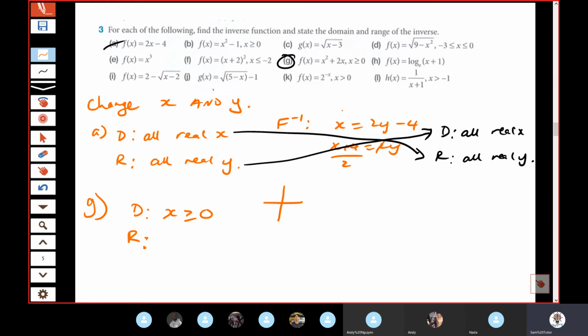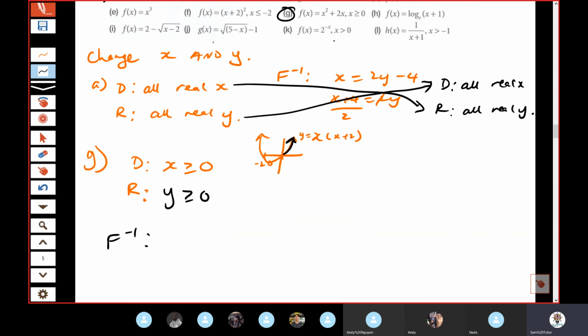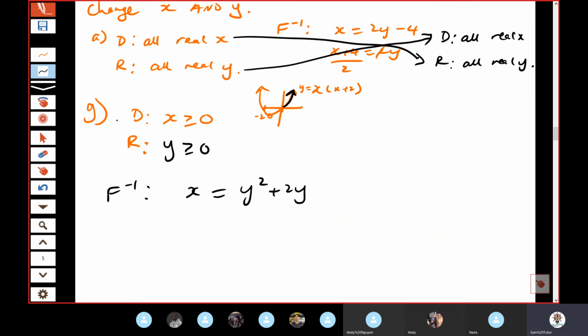If you think of your original graph, x squared plus 2x, that's your original. It's got intercepts at 0 and negative 2. So it looks something like this. And then of course, if it's saying x is greater than 0, it's only in this component. So what's your range? Y is greater than or equal to 0 as well. All right, that's fine. That's for the original, just so we understand it. Now we want to find the inverse. So what do we have? We had y equals x squared plus 2x, so we get x equals y squared plus 2y. All right, what do we do now?